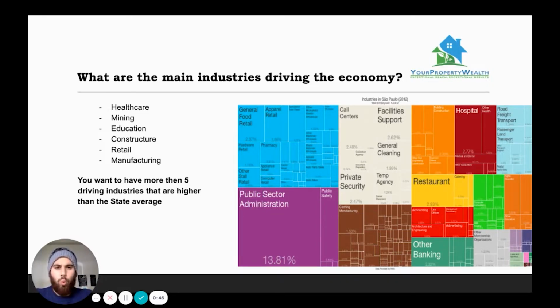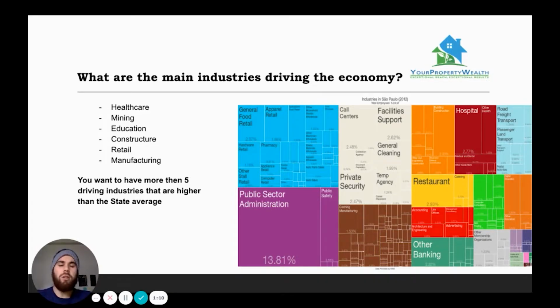Now, when we're looking into a location, we don't want to look into a location where there's one or two main driving industries and all the other industries aren't really performing much in those markets. For example, look at Gladstone or Port Hedland, your mining towns. Those mining towns are very one-sided to just mining.